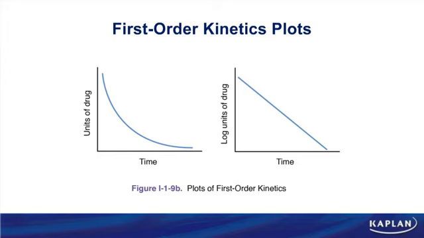So the similarity between those two graphs is a point of concern, no doubt. It means really a couple of things. One, it means you might have to pay attention to your axes. Is it units of drug or is it log units of drug? The second is, how about if there's another way to distinguish what type of kinetics I'm dealing with when I look at a graph? That other way would be to determine half-life of the drug. We're going to do that on the next slide.